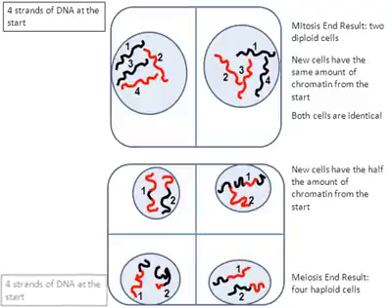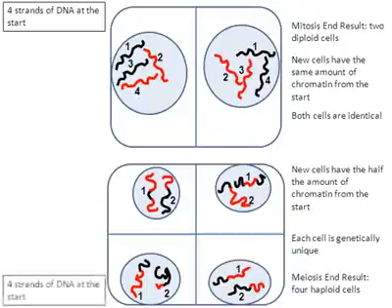Another thing I want to point out is that each cell is genetically unique. Each cell has a unique mixture of red and black strands of chromatin because of the process called crossing over, which took place way back in prophase number 1. So that is one of the major differences of meiosis, which does not happen during mitosis.